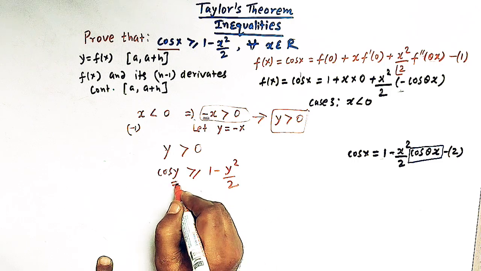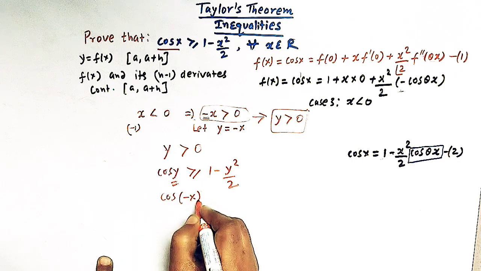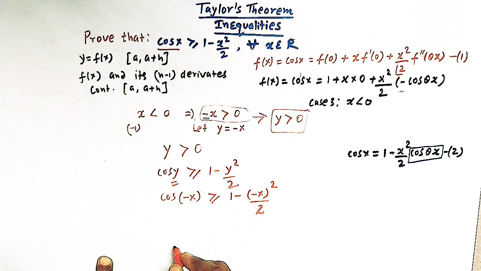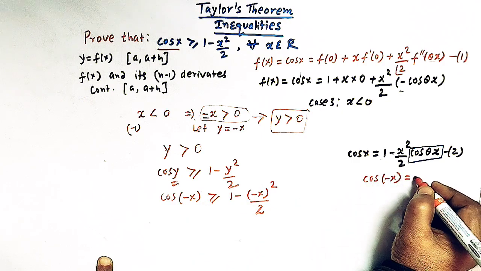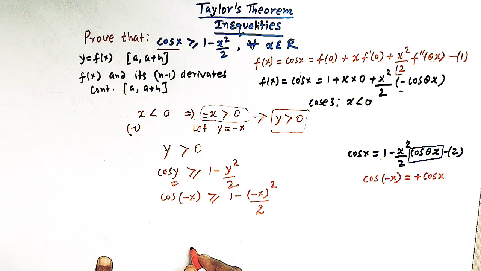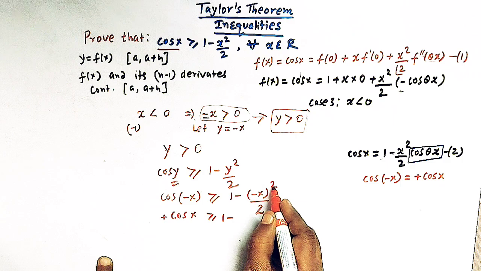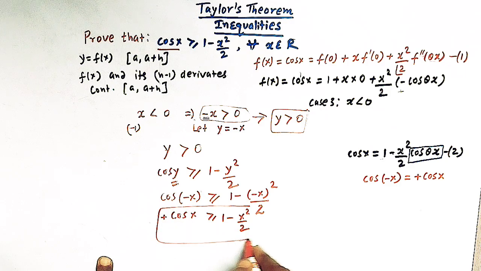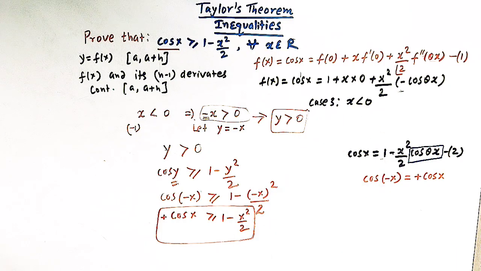Now let us once again replace this y by minus x. So we have cos of minus x, and then we have 1 minus x square over 2, right? So cos of minus x, from trigonometry we know that cos of minus x is equal to cos of x, right? So cos of minus x is simply equal to cos of x, and this is greater than or equal to 1 minus x square over 2, since minus x squared is positive x square, and this is our required inequality for all x less than 0.